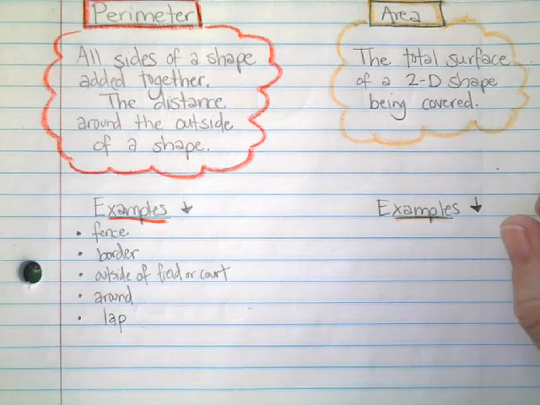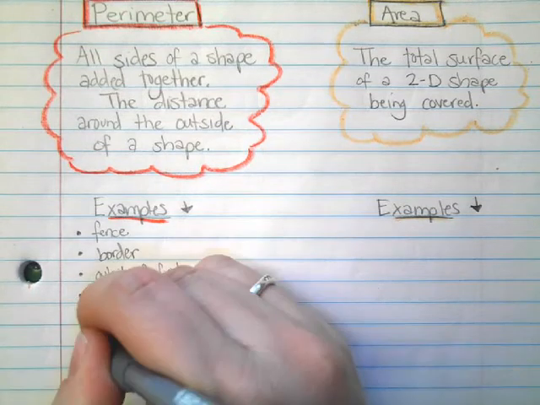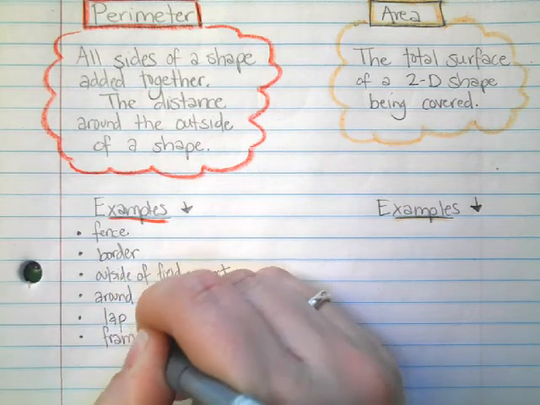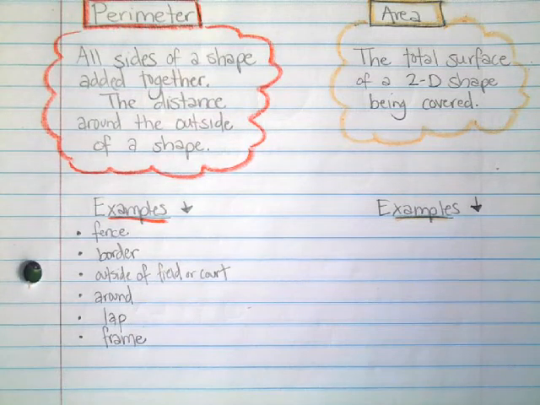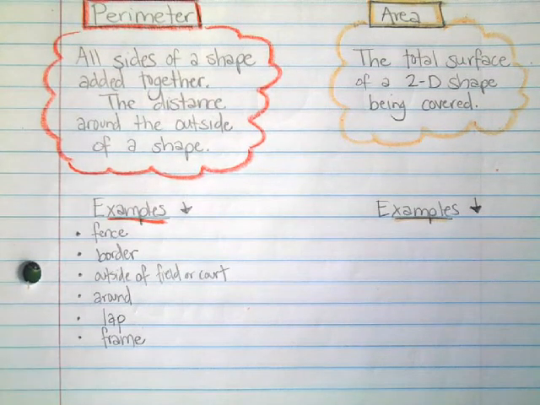Wallpaper, sometimes if you have a border of a wallpaper, or frames. A frame is a good example, the outside of a frame, like a picture frame. All right, those are all good examples of perimeter. What are some good examples of finding the area in the real world?